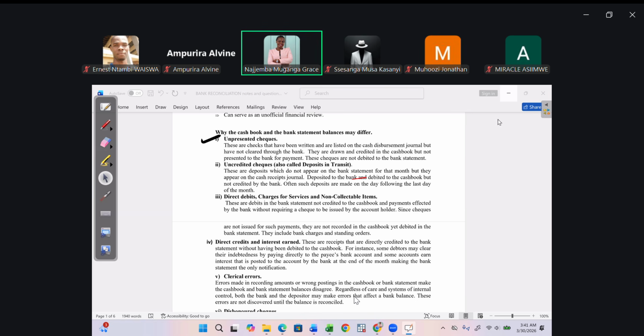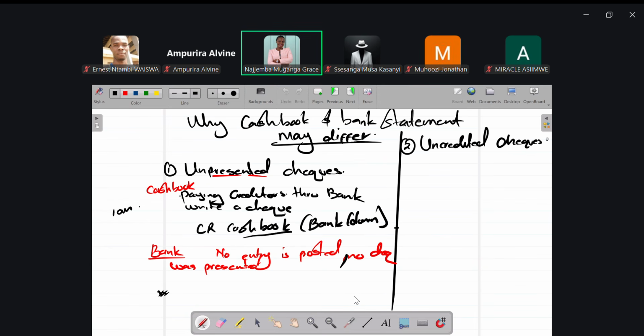Uncredited, how does that happen? Because we are saying with the bank, when we receive money, we credit. So they have not received those checks. Probably they are the deposits the business had to deposit in the bank, or they received a check from a customer paid by check, but they have not yet credited the account.